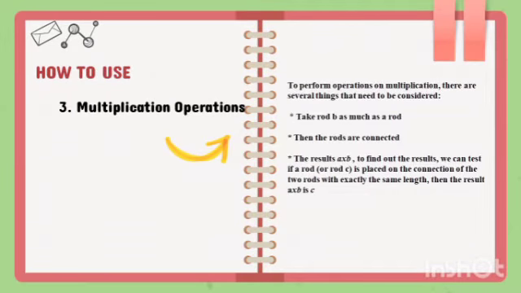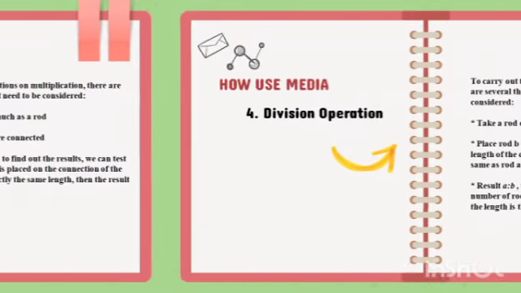Third, for multiplication operation. To find the multiplication, or A times B, there are several things that need to be considered. First, take rod B as many as A rods. Second, connect the rods. Third, the result of A times B. To find out the result, we can test if a rod, or rod C, is placed on the connection of the two rods with exactly the same length, then the result of A times B is C.